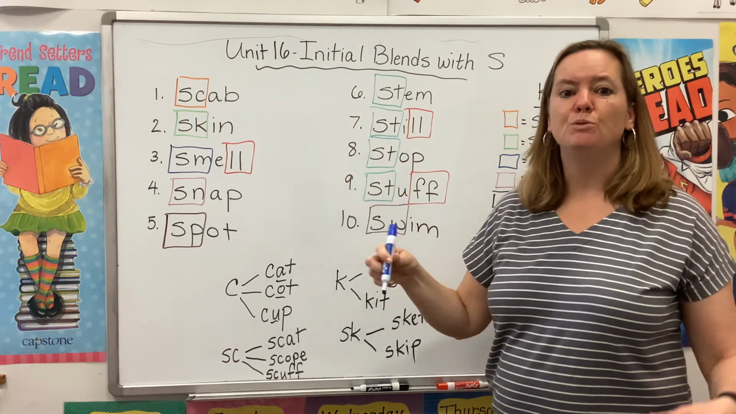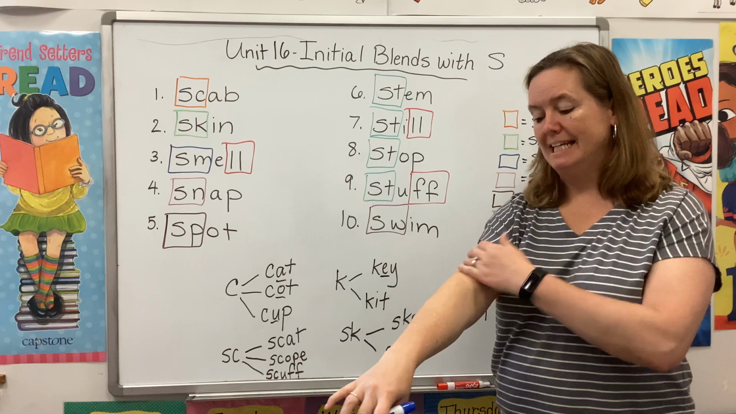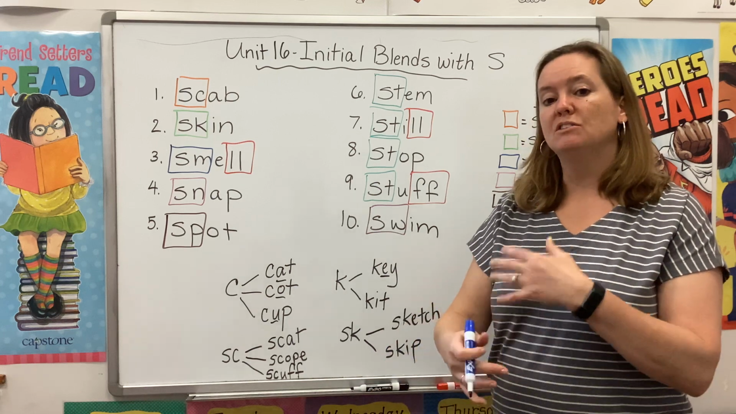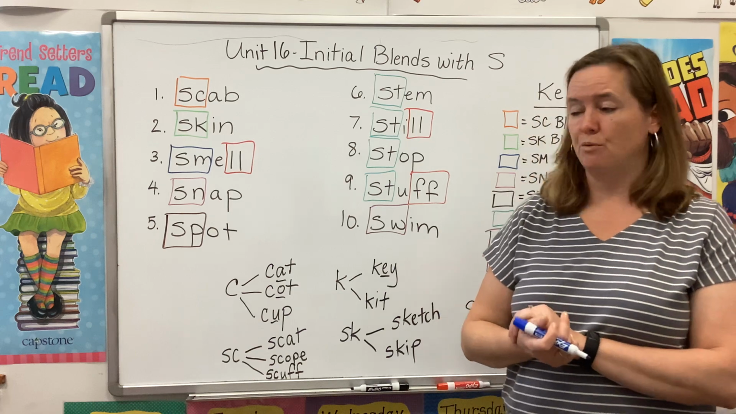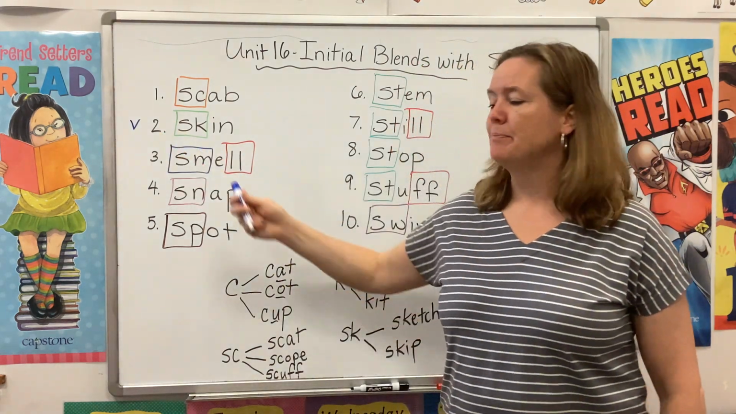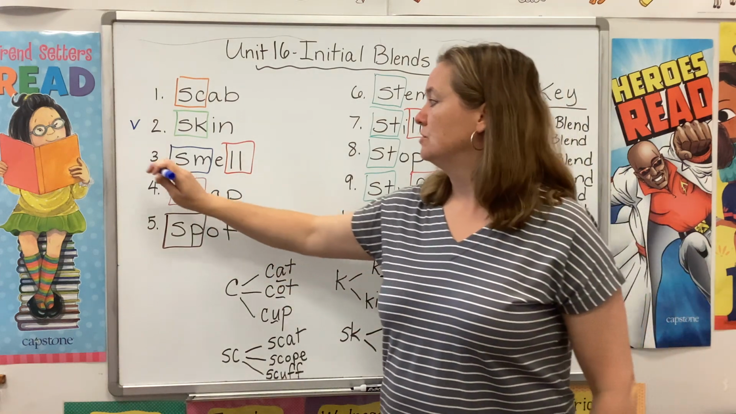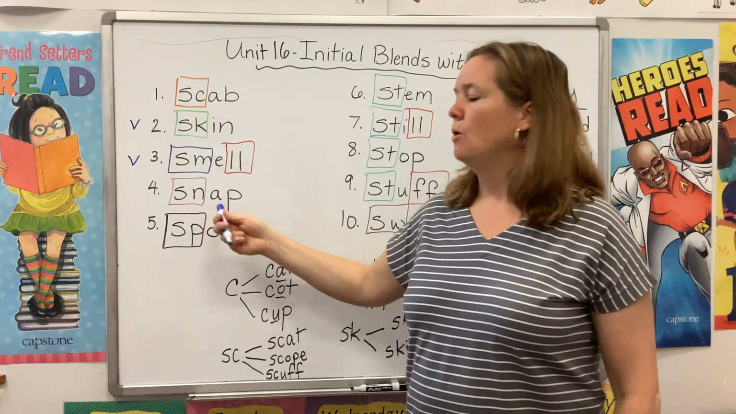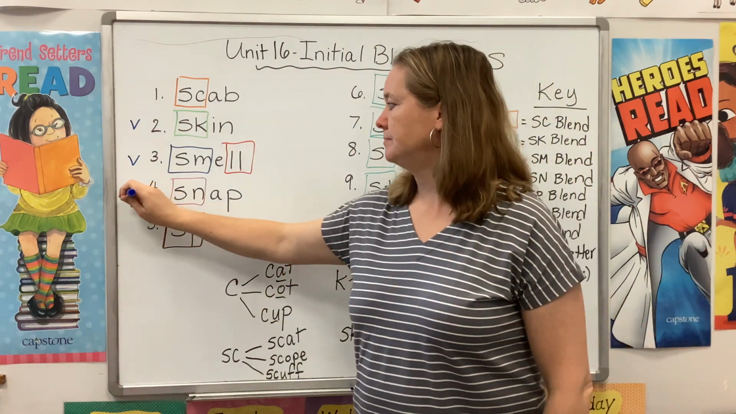I suppose you can skin something, right? I mean, skin is a thing, but you can also fall and skin your knee, which is another word for scrape it. So we can use that as a verb. We can definitely smell things with our nose, so that's a verb. We can snap our fingers.